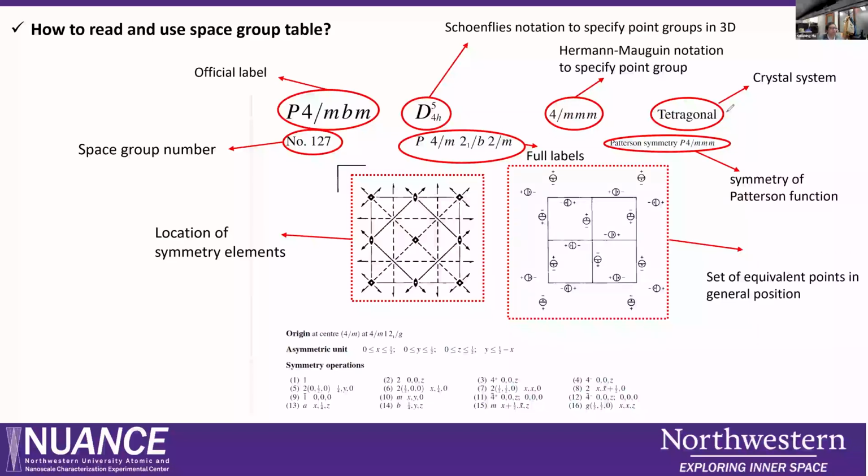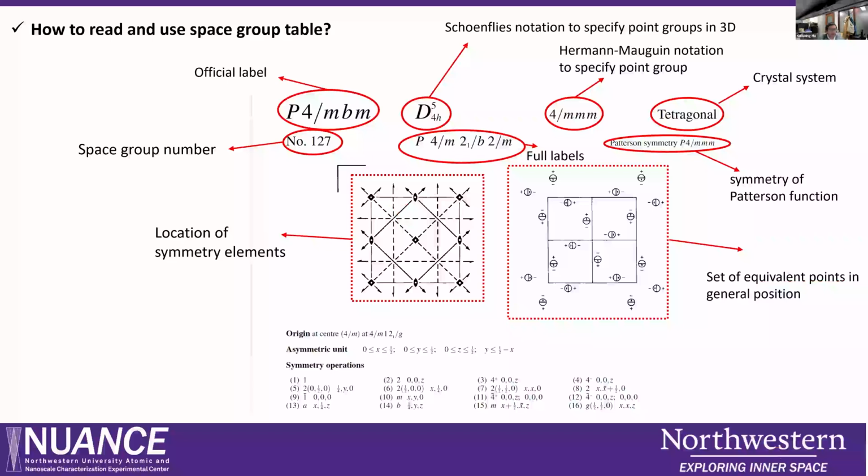This is the crystal system, tetragonal. And this one is the symmetry of the Patterson function. When you do XRD quantification, you will need this one. Then this one shows you the location of every symmetry element, and this one shows you a set of equivalent points in a general position.